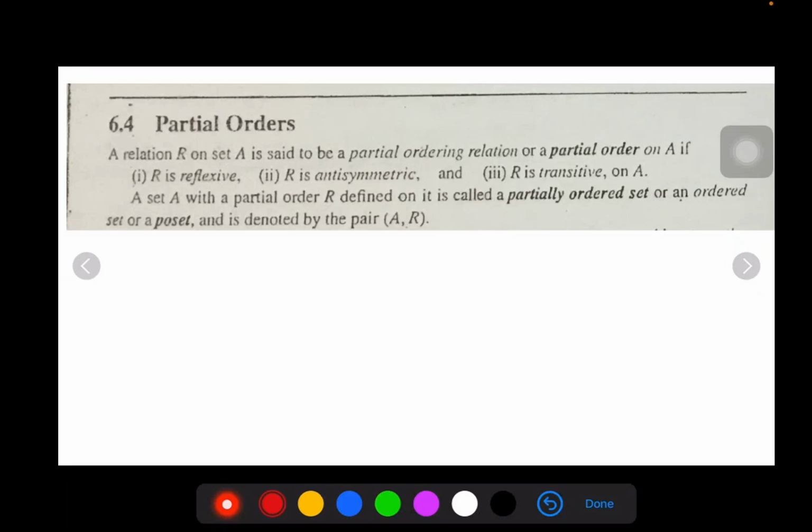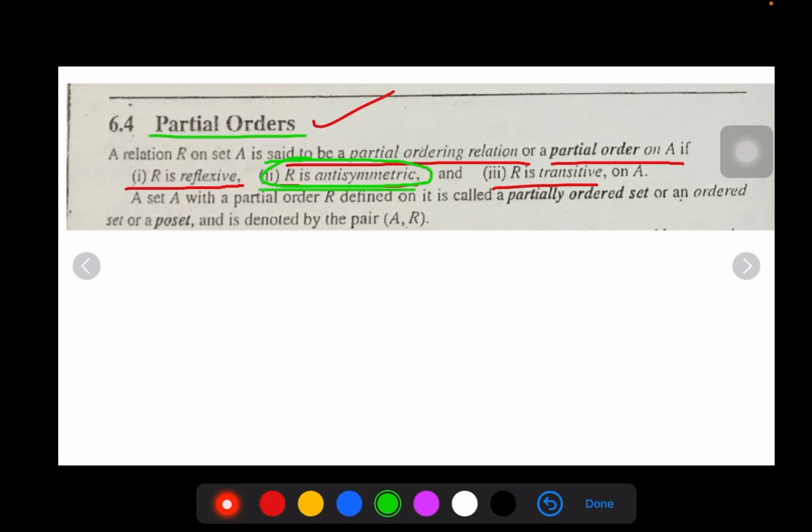Moving on to the next topic, that is called partial order. A relation R on A is said to be a partial ordering relation or a partial order on A if the conditions are satisfied: R has to be reflexive, R is antisymmetric, R is transitive. Look at this, there is a change in the second property. If R becomes symmetric, we say it is an equivalence relation. But here, for partial order, the second property is not symmetric, it is the antisymmetric property.